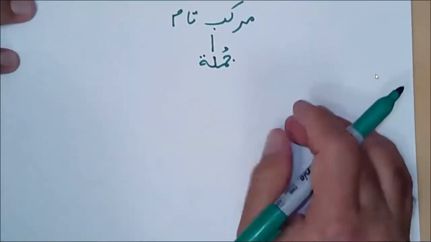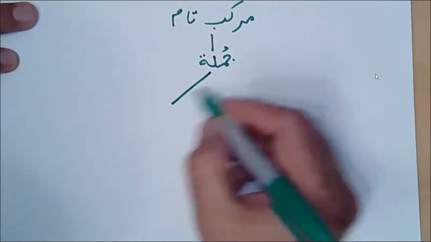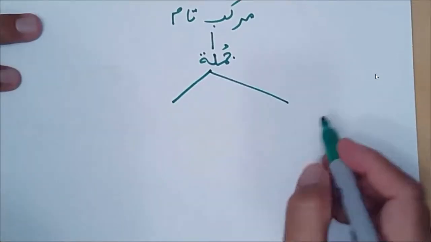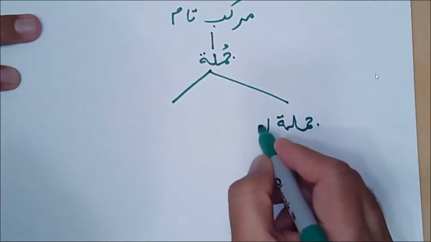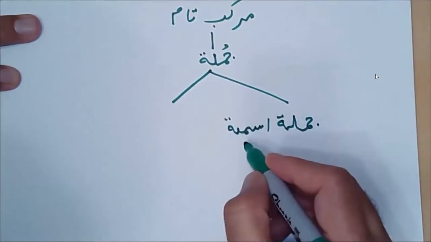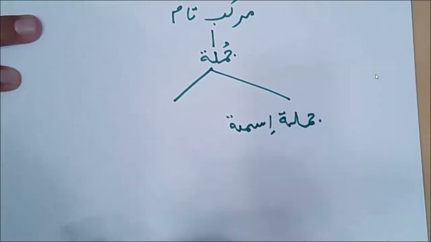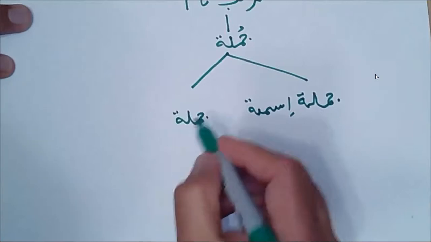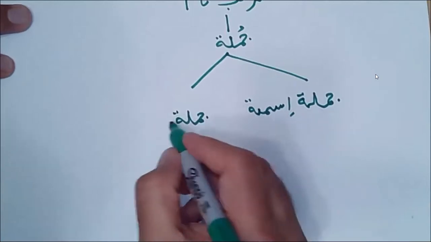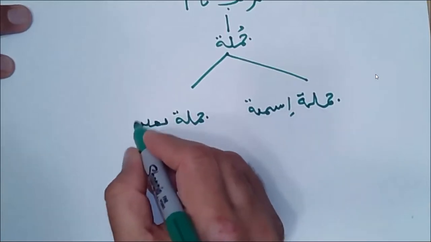And in Arabic, there are two kinds of jumlas. One is called jumla ismiya. What is it called? Jumla ismiya. The second one is called jumla fi'liya. Good job.